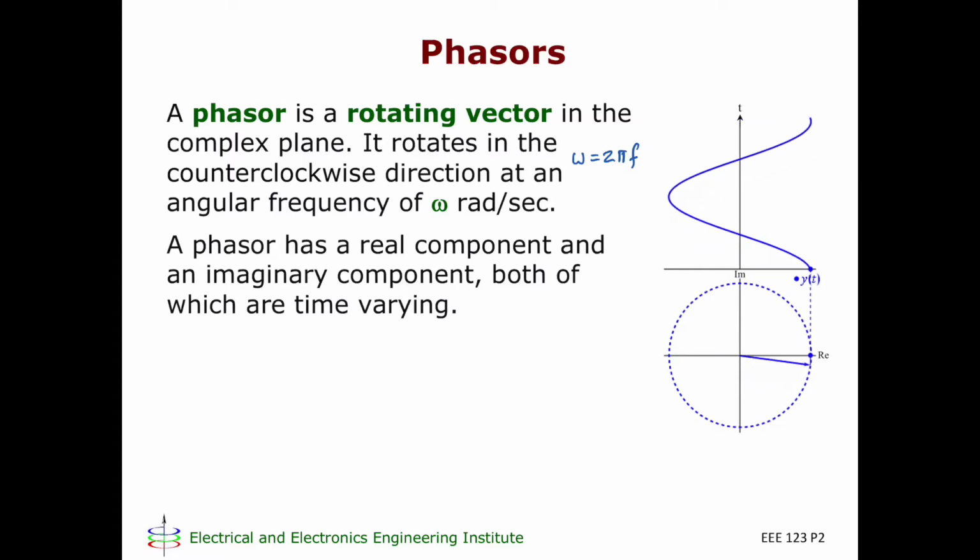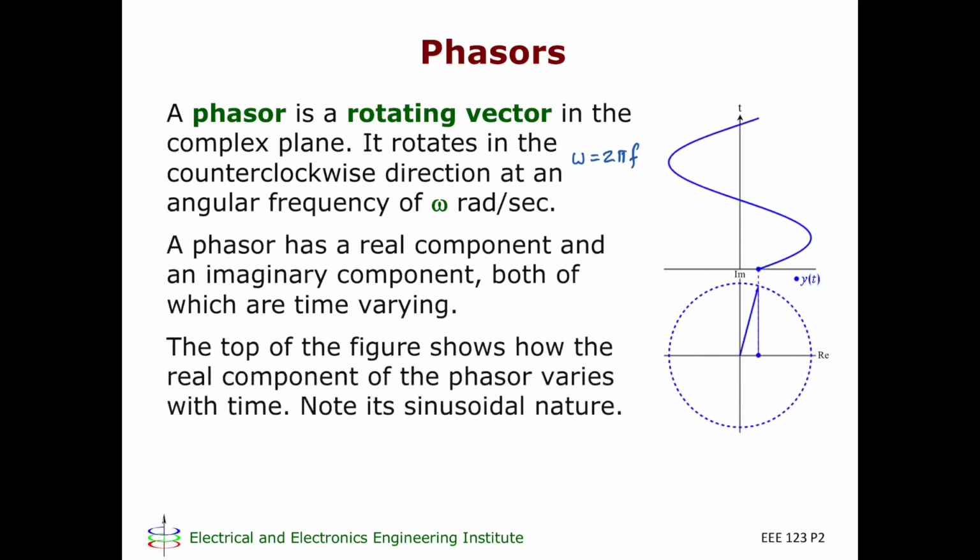Because it is in the complex plane, a phasor will have a real component and an imaginary component. And because the phasor is rotating, both of these components will be time varying. The top of the figure shows how the real component of the phasor varies with time. Note that it is sinusoidal in nature.